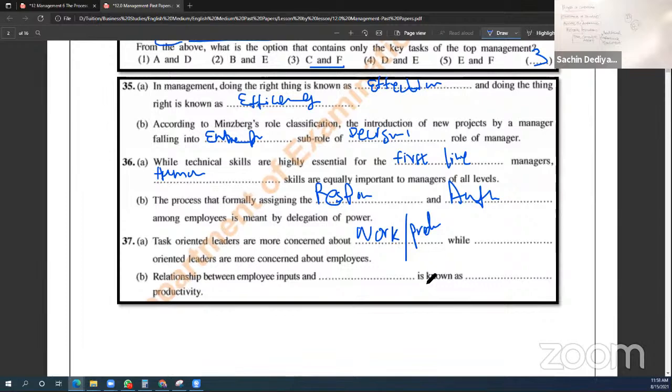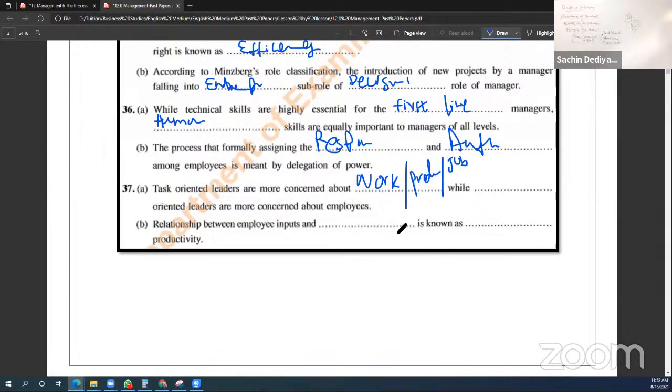But if you are a human-oriented leader, employee-oriented leaders are more concerned about employees, and task-oriented leaders are more concerned about the work, production and job. But all are correct answers. While the employee-oriented leaders are more concerned about the employees, they think of the human side of it, not just work always.